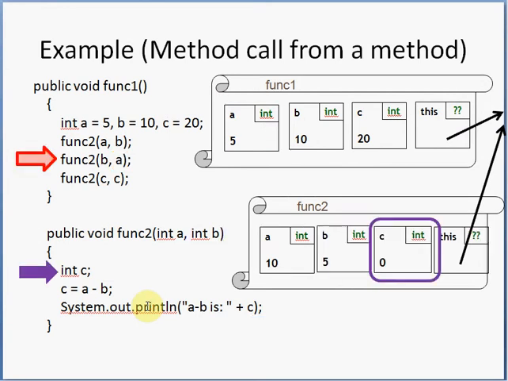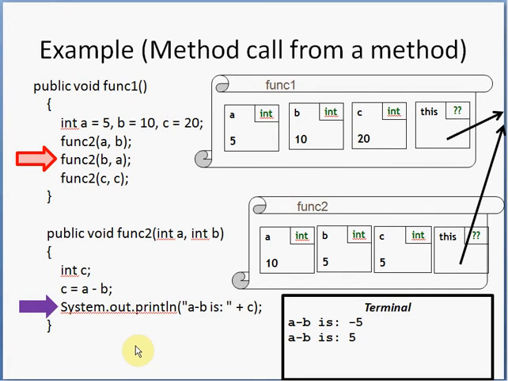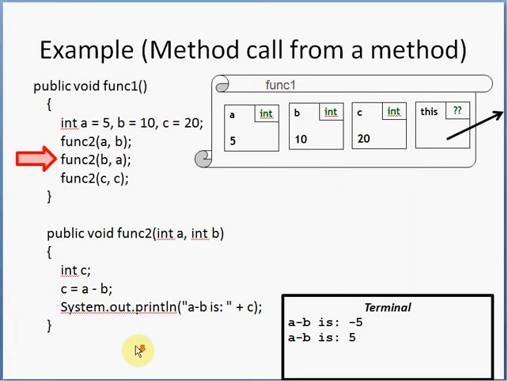Run the method, right? Int C, we make a new box. C gets A minus B, there you go. System.out.println "A minus B is", oops, that terminal window disappeared, but there it is. Cool. Done with the method, cross everything out. We're back up in func1 again.